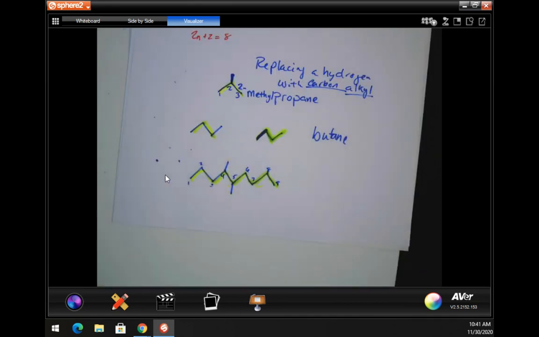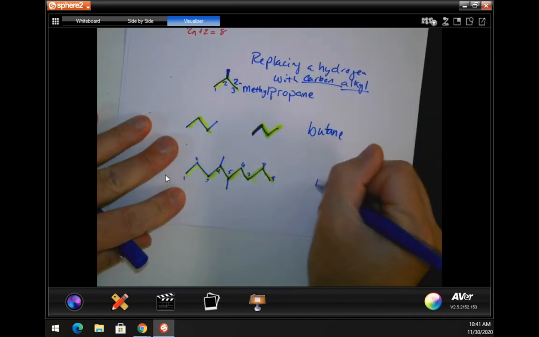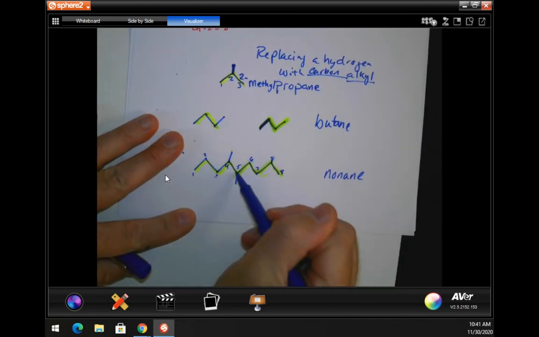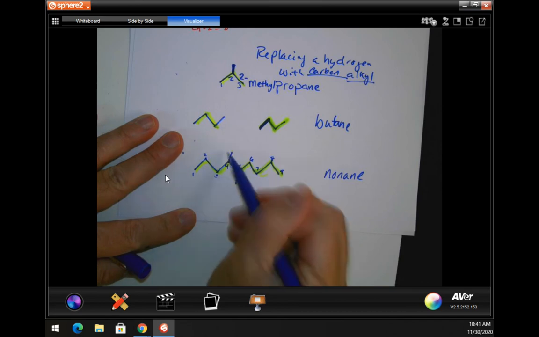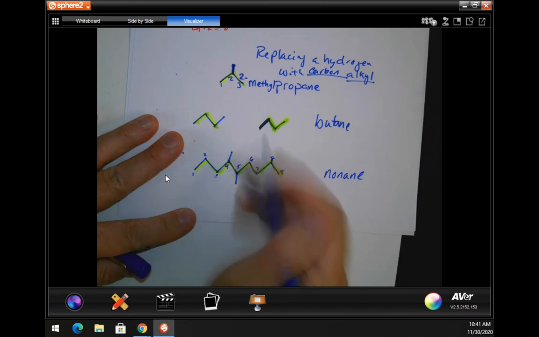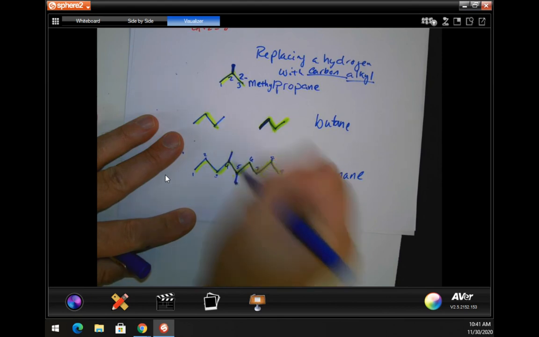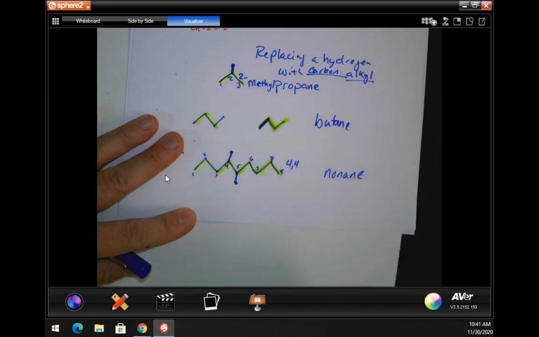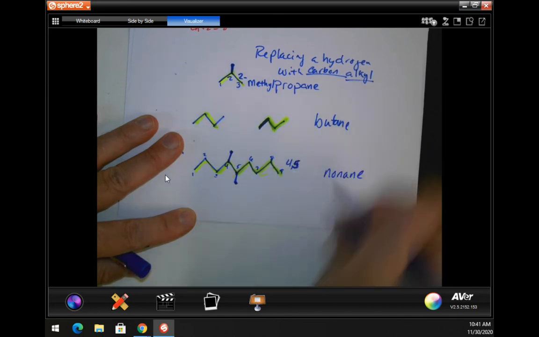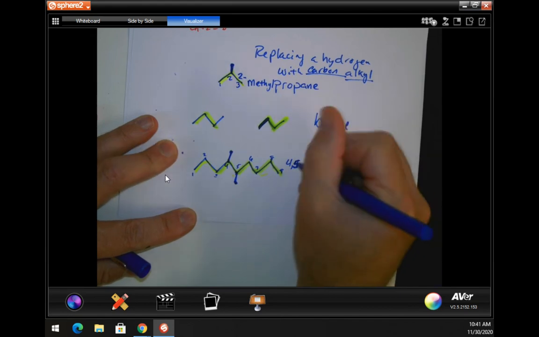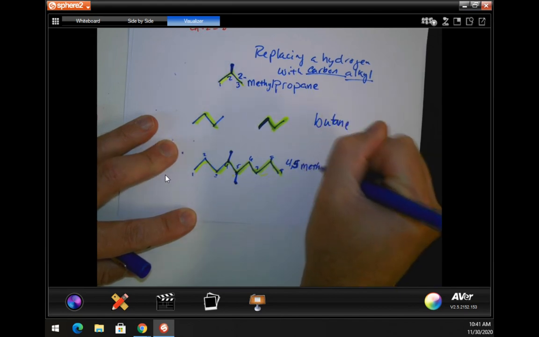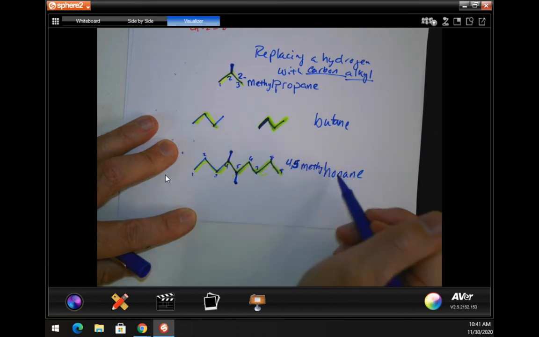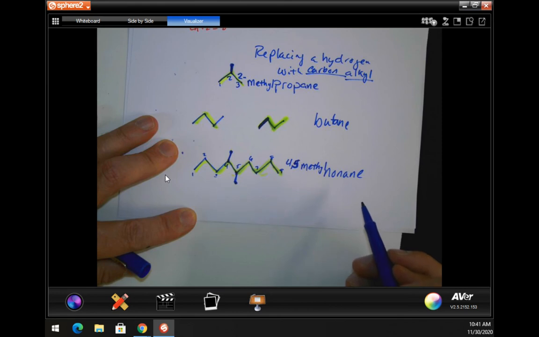So I know that my base name is going to be nonane, and off of the 4th and the 5th, I've got these methyl groups. Okay, because that's a methyl. There's one carbon right there. So this is going to be on the 4th and on the 5th. On the 5th, I'm going to have a methyl. So it's called 4,5-methyl nonane.